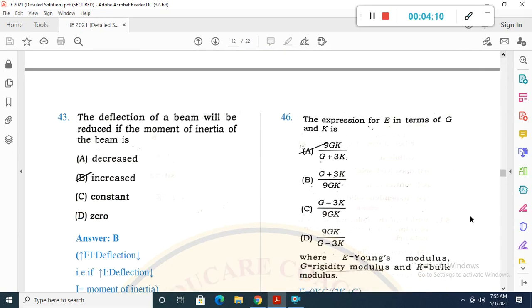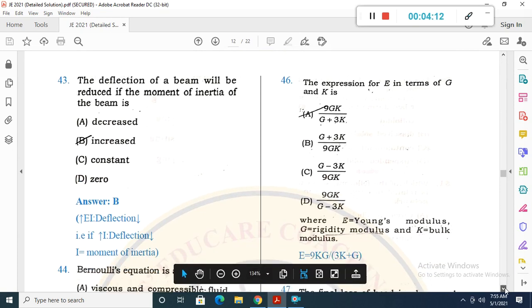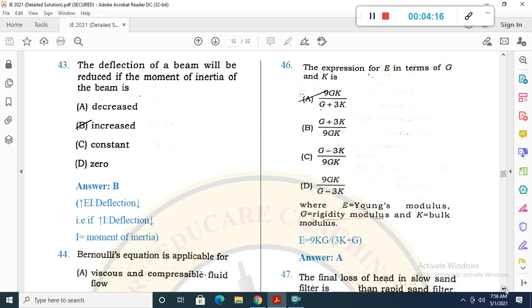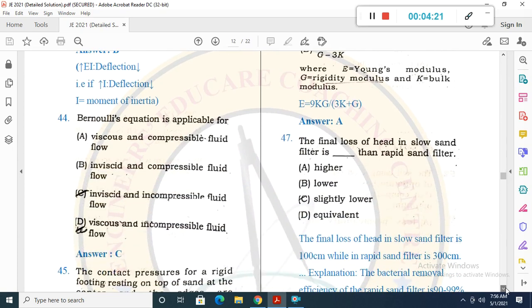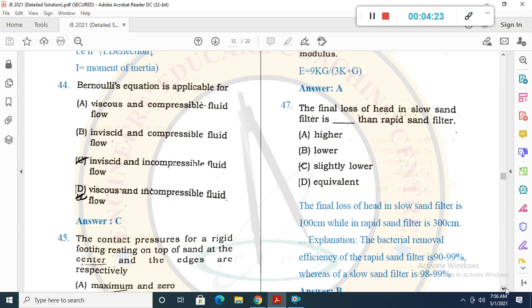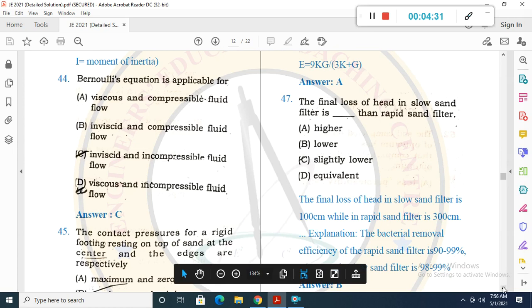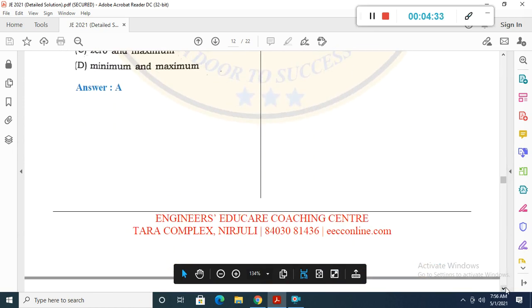Question number 46. The expression for E in terms of G is, the formula is nothing but E is equal to 9KG divided by G plus 3K. So option A is the correct answer. Question number 47. The final loss of head of a slow sand filter is, so option B, lower than the rapid sand filter. So loss of head of slow sand filter is lower than rapid sand filters.